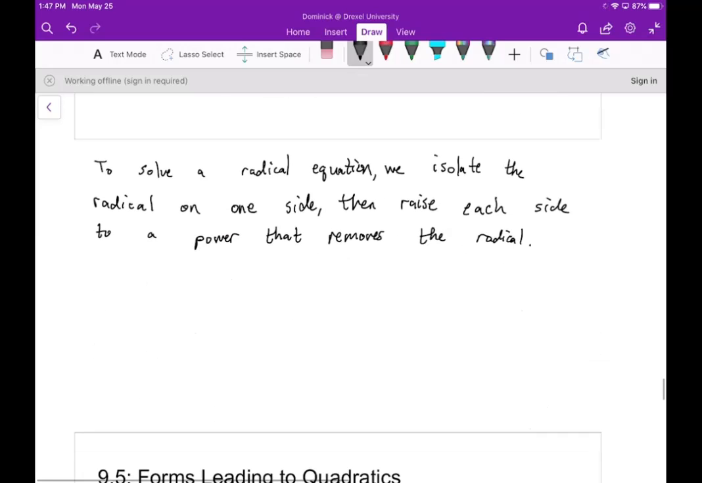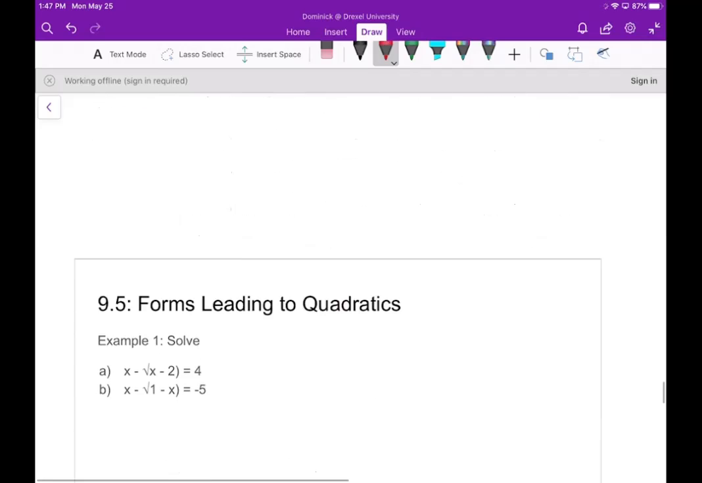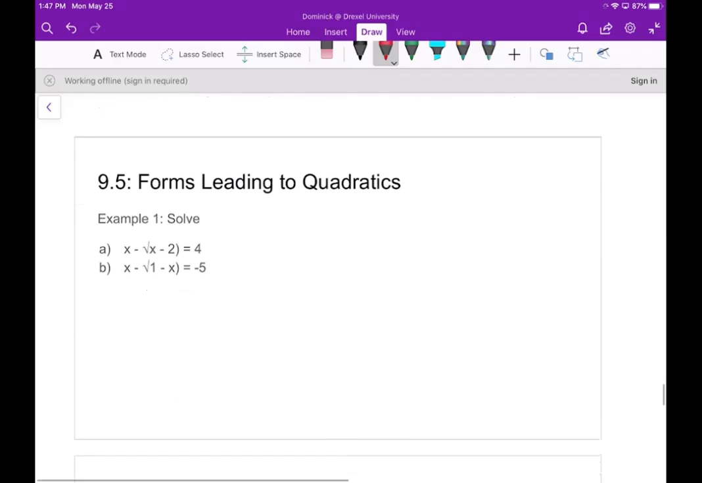Okay, so the idea for solving a radical equation is to first get the radical, or if you have more than one radical, get one of them by itself on one side of the equation, right? And then, of course, what you're going to do is raise each side to a power that's going to remove that radical, right? And then if you have more than one radical term, you're just going to keep doing that until you have no radicals left, and then you just solve whatever's left. All right, so let's do an example.